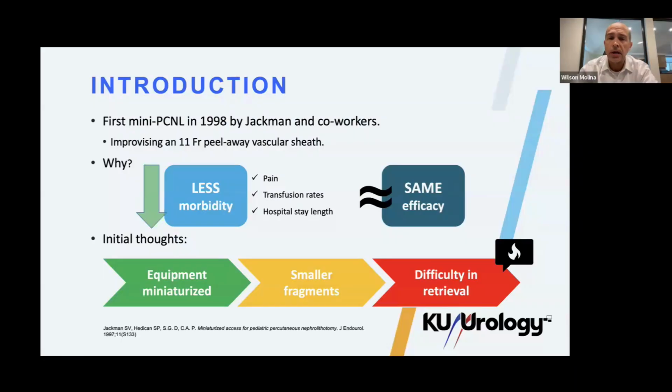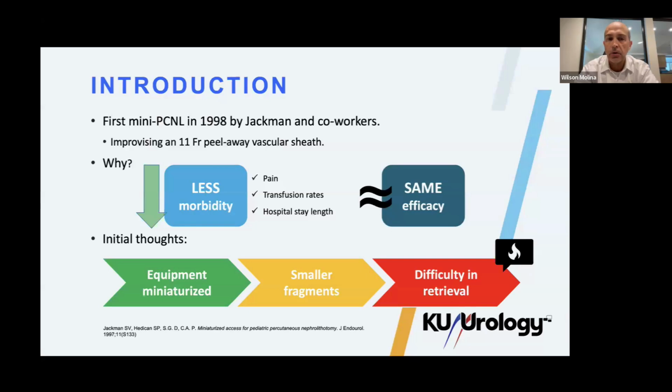My talk starts talking about the vortex effect in PCNL, which we did some research on, and then try to elaborate after the introduction. What can we learn from a mini perk vortex effect, and how can we use it when doing a flexible ureteroscopy with suction?